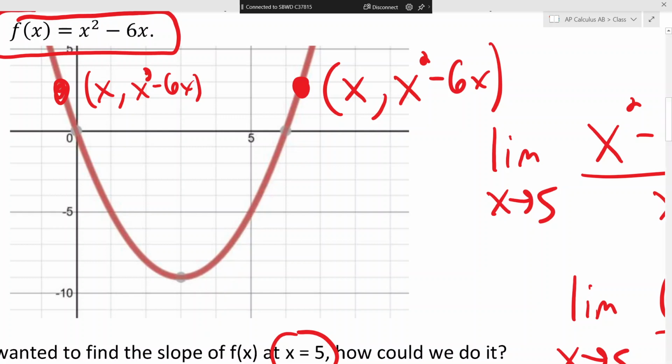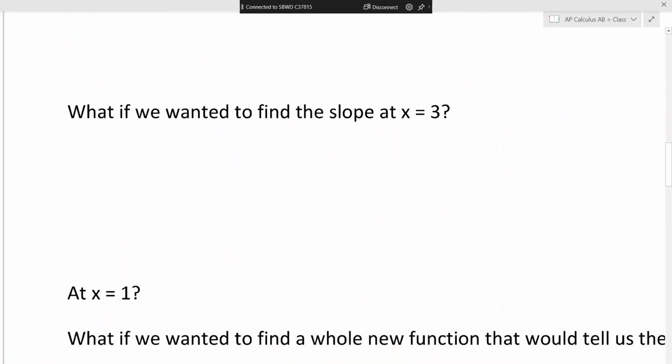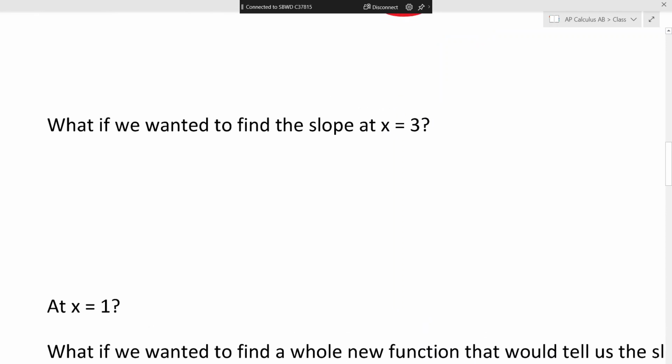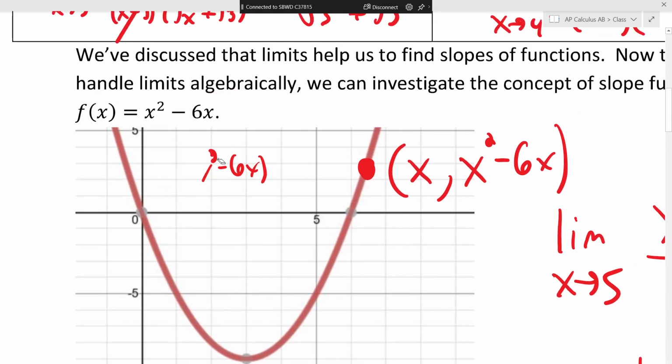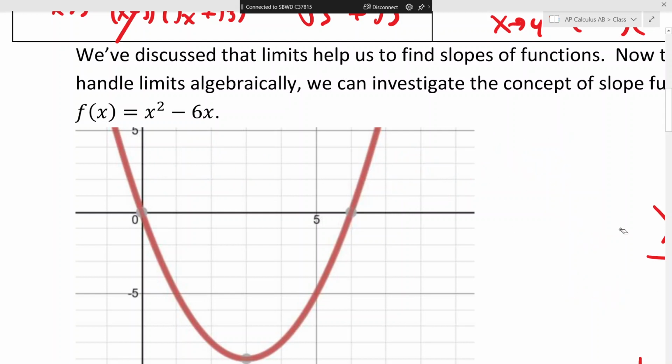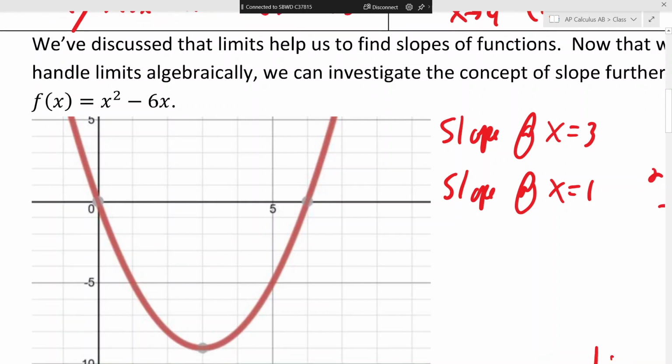Told you, rates of change are a very important concept in so many different things. All right, now I know what you want. You want to find the slope at 3 and at 1. So go ahead and do that. I want the slope at 3, I'll write it up here, and at 1. So here's our function. We're going to find the slope at x equals 3 and the slope at x equals 1. Two separate questions.